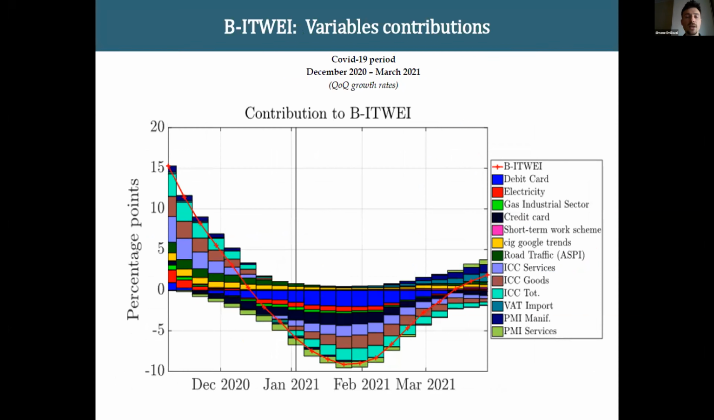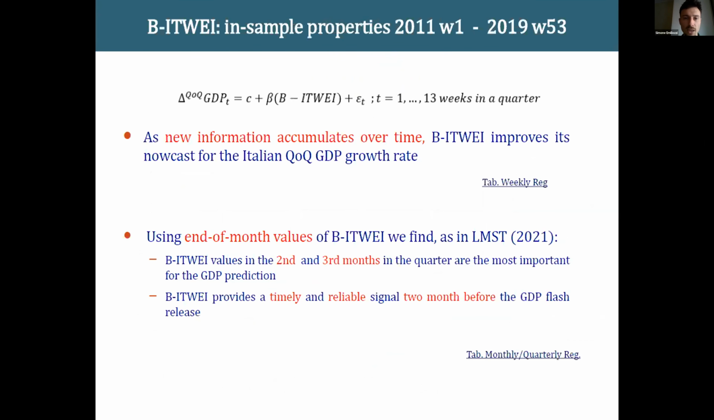Another nice thing is the decomposition. Basically, you can interpret the index by decomposing it into the series. For example, here you can see that in 2021 Q1, the index was low because debit card payments were not going very well, and other consumption indexes were not going very well. So it's pretty useful to have a narrative of the business cycle, as you can see.